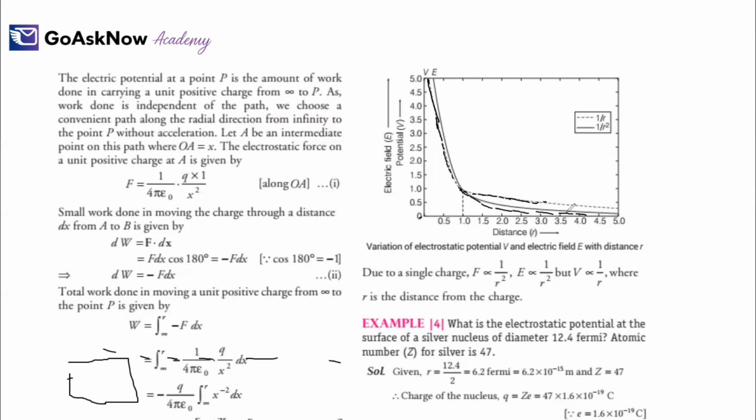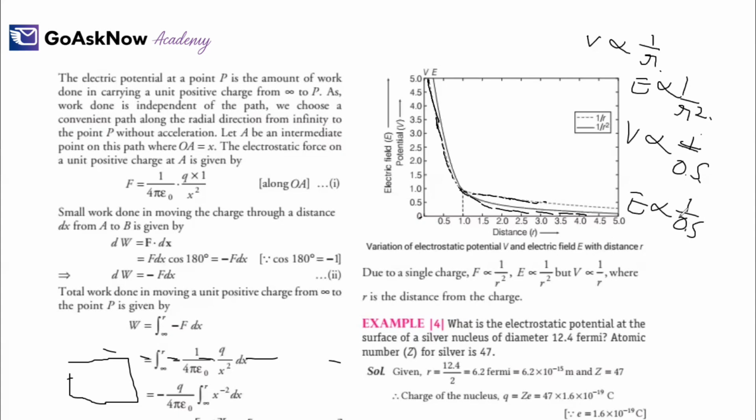Okay, it is obvious because you know that V is directly proportional to 1 by R, and E is directly proportional to 1 by R square. So if you substitute a value between 0 to 1, like 0.5, V is directly proportional to 1 by 0.5, and E is directly proportional to 1 by 0.5 square, which has more slope. This has more slope. That is why it is steeper in this region.